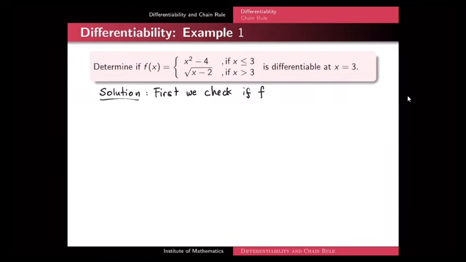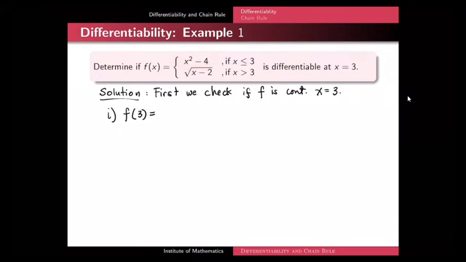If f is continuous at the given point, which is equal to 3. Okay, so how do we check continuity? Again, to check continuity, first is to solve for its function value. So we are solving f of 3. Okay, so where is f defined at x equal to 3? So as you notice, it's here. So we will use this function.